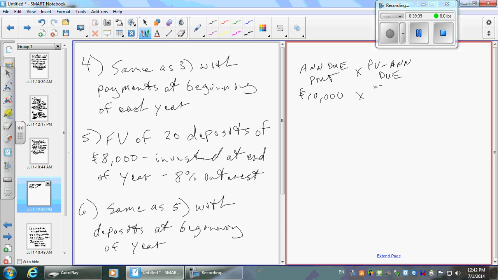N equals 10. I equals 10%. We don't care what the interest rate is. We don't care what the number of periods is. It doesn't make any difference. We don't care what the annual payment is. Okay? It doesn't make any difference. So we got the present value. Just the calculations are exactly the same. What's that factor?